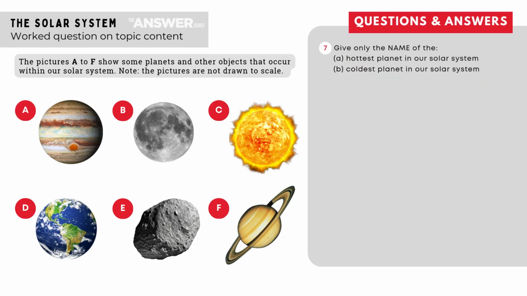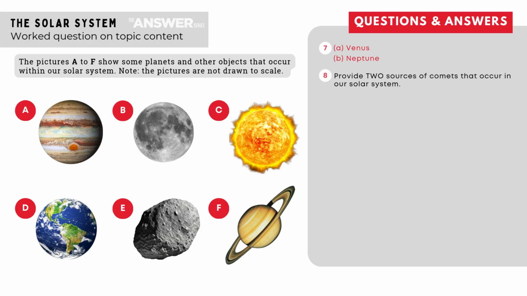Then question 7 says to give only the name of the hottest and also the coldest planets in our solar system. So this is not related to the pictures provided, but needs to be recalled from memory. And this is easy because you just need to remember the sequence of the planets. The planets closer to the sun will be hotter. Of those, Venus has the conditions that make it the hottest planet in our solar system. And then the planet furthest away from the sun, Neptune, will be the coldest.